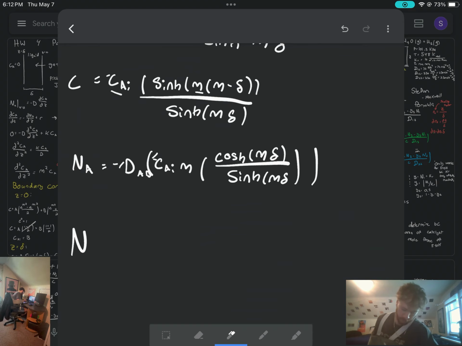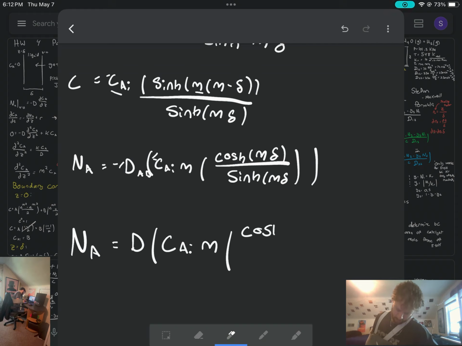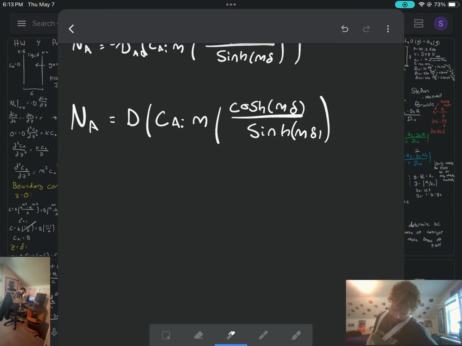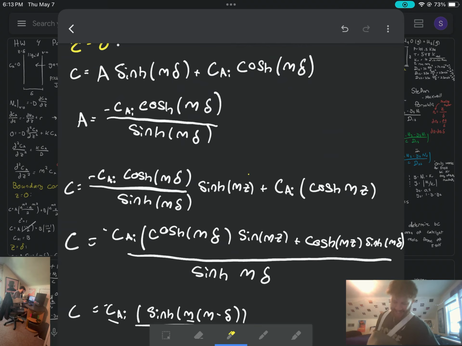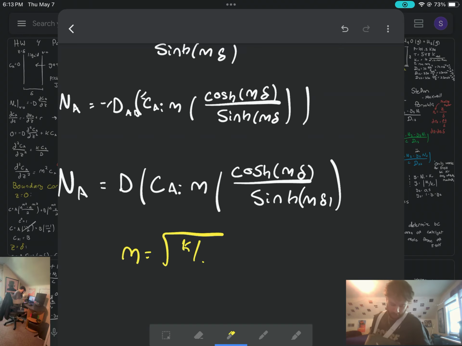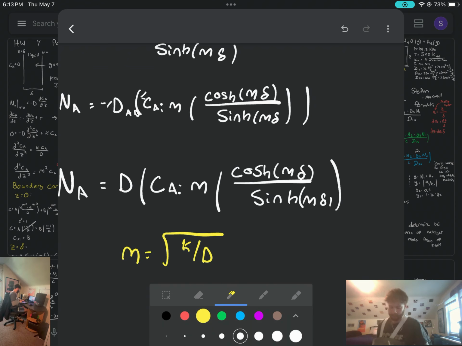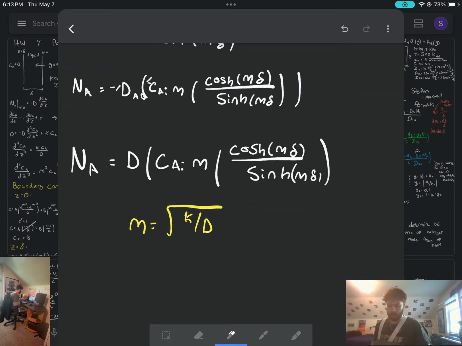What we'll be left with for our final equation is the flux of our gas is equal to our diffusion coefficient times concentration at our interface times constant m times cosh m delta divided by sinh m delta, where we'll say m is equal to the square root of our reaction rate K divided by our diffusion coefficient D. So that'll be our derived equation for the flux of our gas.